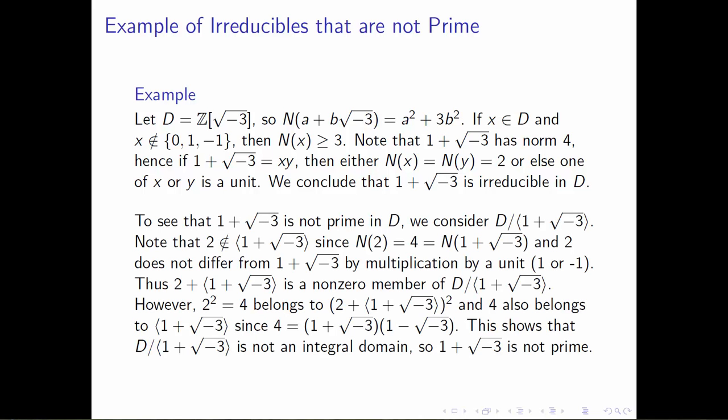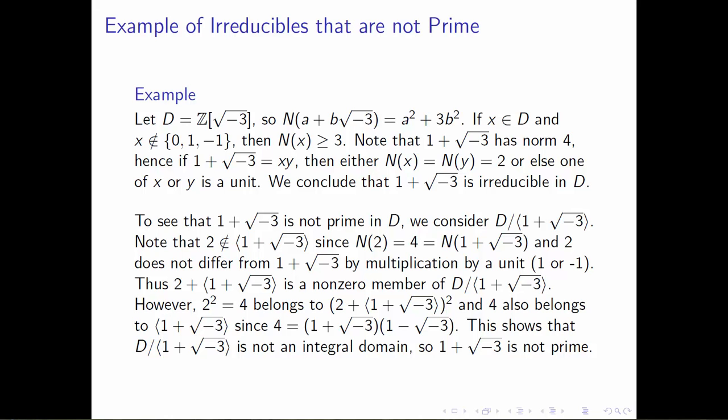To see that this element is not prime, so we've taken this element, 1 plus the square root of negative 3, and we've shown that it's irreducible, and now I want to argue that it isn't prime. What we're going to do is look at the factor ring, D mod the ideal generated by 1 plus the square root of negative 3, and we're going to show that this factor ring is not an integral domain. So let's take a look at the number 2.